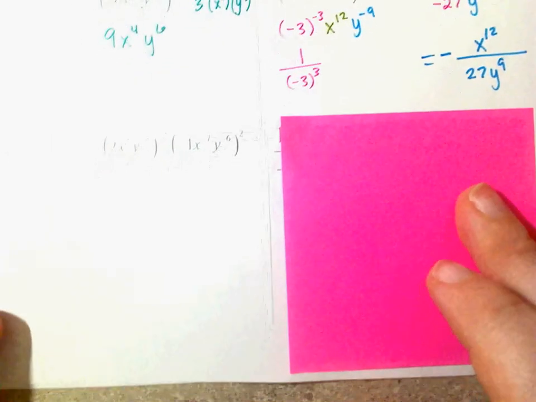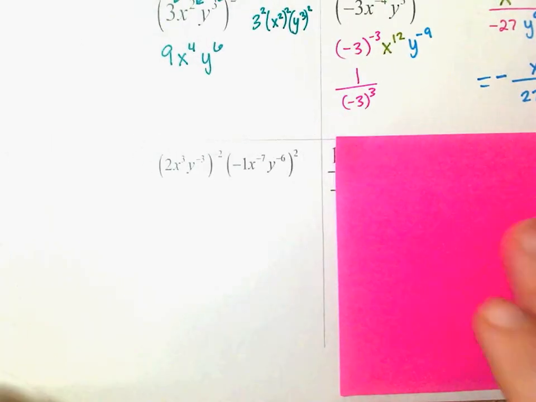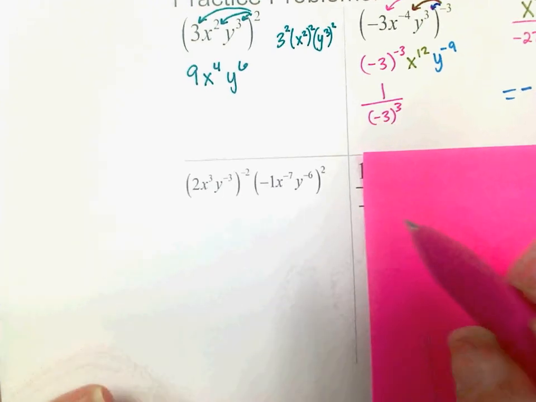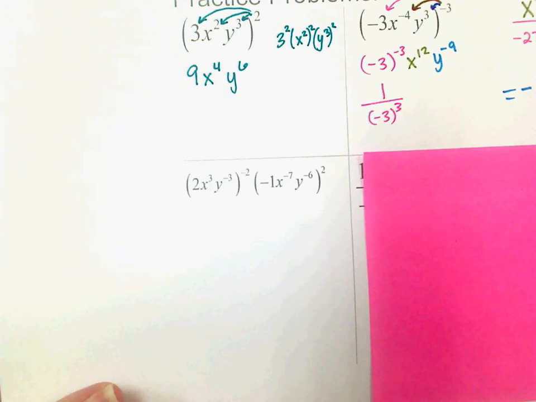Okay, so let's get a little bit more interesting with it. This is 2x to the third, y to the negative third, all to the negative second, times negative 1, x to the negative 7th, y to the negative 6, to the second. Okay, so when I'm doing this, the first thing I'm going to do is distribute my power.